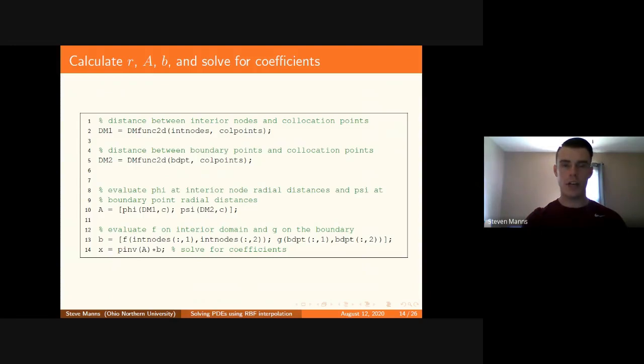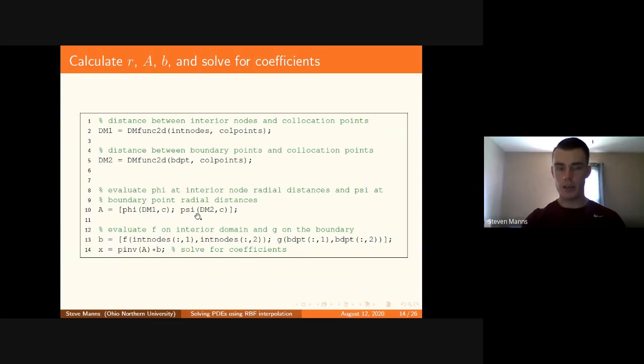After generating collocation points and creating a distance matrix function, the majority of the work is done. On lines 2 and 5, we're finding the distance from interior nodes to all the collocation points. Similarly for the boundary points here. Then we can use those distances in line 10 to form our matrix A. We'll use the fact psi as a particular solution. So when evaluating the left-hand side of the PDE, we're really evaluating our radial basis function at interior distances and some value of the shape parameter.